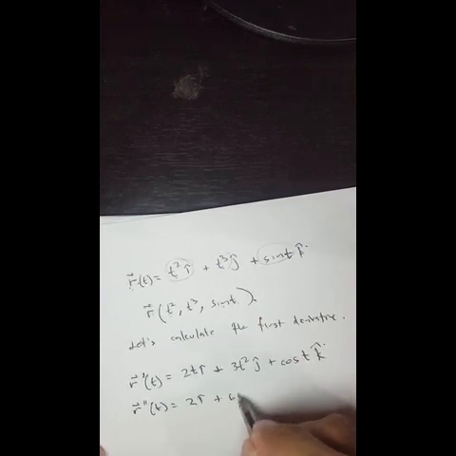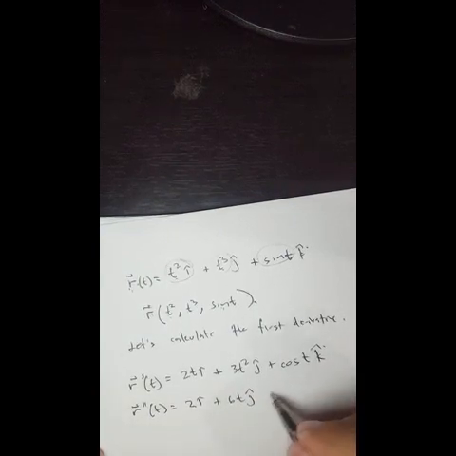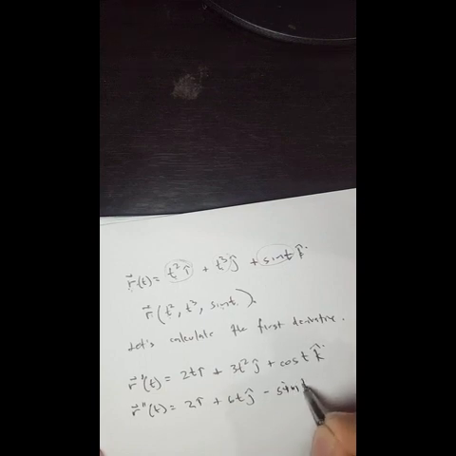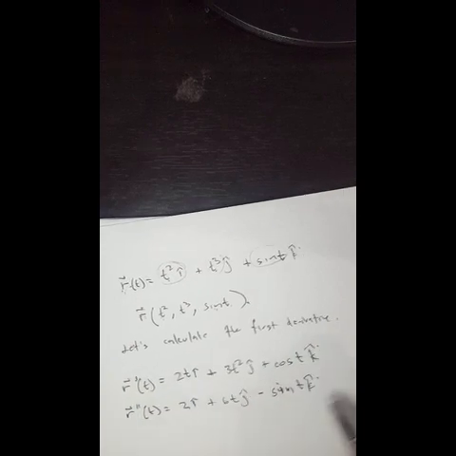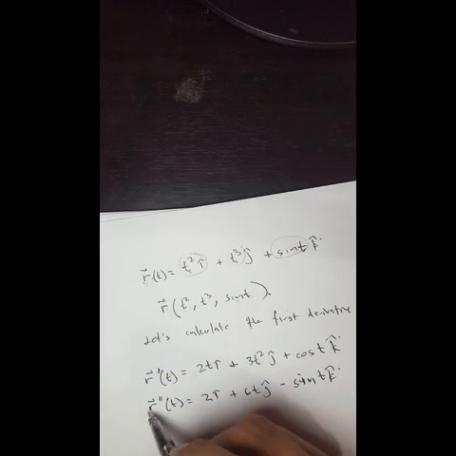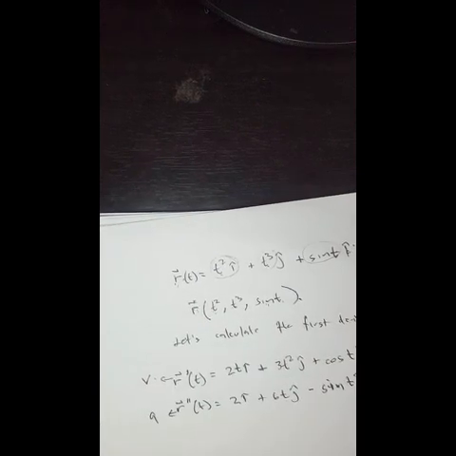Okay, if we take another derivative, the second derivative, what we get is 2i plus 6tj plus negative sine t along the k direction. Okay, so this is the acceleration. Let's name this: this is the acceleration, and this one is the velocity.